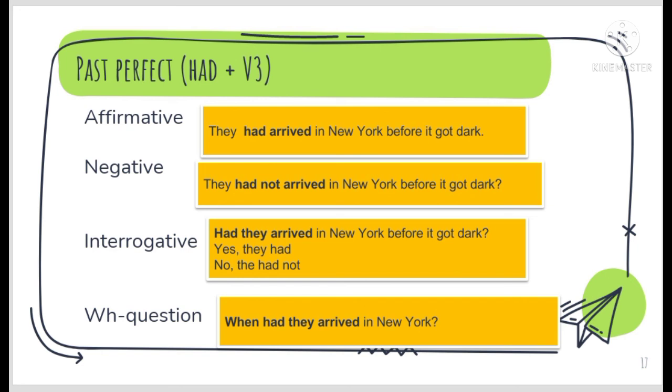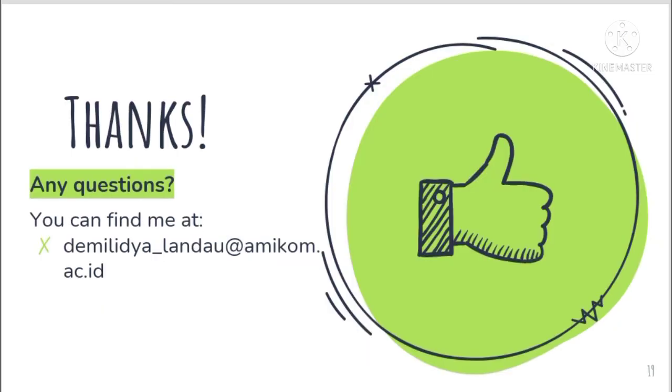Interrogative auxiliary-nya pindah ke depan. Had they arrived in New York before it got dark? Yes, they had. No, they had not. WH question, pindah ini WH questionnya di depan, baru setelah itu kalimat auxiliary dan kalimat setelahnya ya. When they arrived in New York. Okay then? So ini juga sama ya dengan tensi sebelumnya, affirmative, interrogative, and so on, itu verbnya tidak berubah, verb 3.